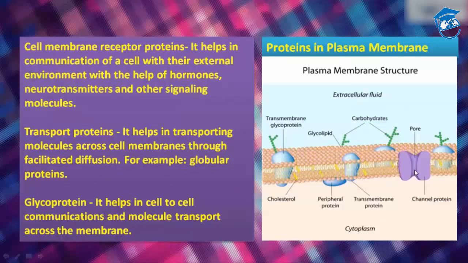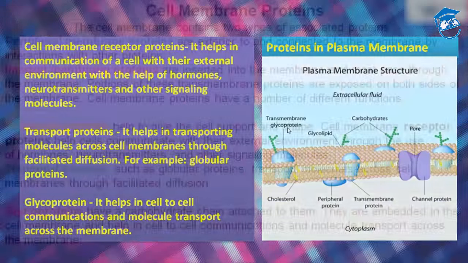For example, globular protein. And third is glycoprotein. It helps in cell-to-cell communication and molecule transport across the membrane. Okay, so these were the three proteins which are present in the plasma membrane, students. So far we have studied the lipids and proteins which are present in the cell membrane.